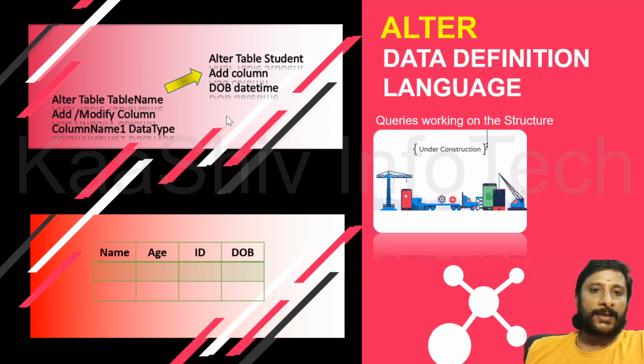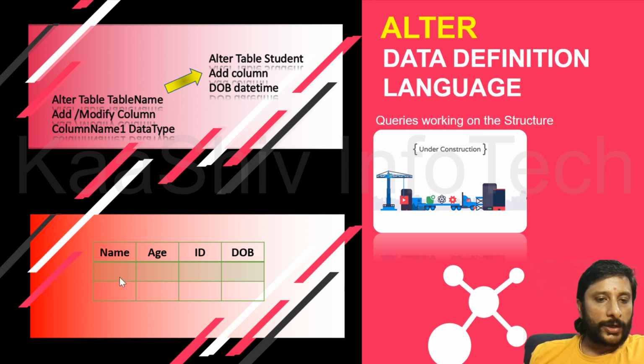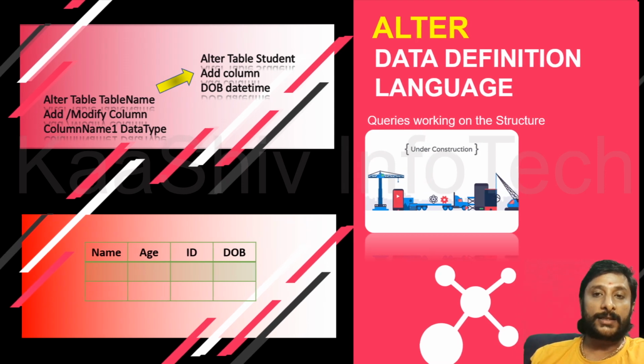You can see the student table which has name, age and ID. Now I want a date of birth here. So alter table name, add column DOB, date of birth, and the data type is datetime. You got the new column created. I can create it, and I can alter the table.